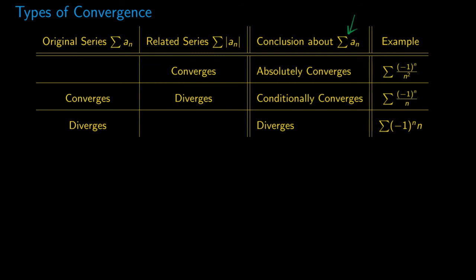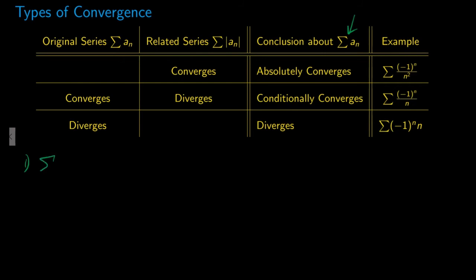So in the first row we show that if our related series is convergent, no matter what happens, our original series is absolutely convergent, and we're done. In the second row, if the original series converges, but the related series diverges, then our conclusion is that the original series conditionally converges. And finally, in the third row, if our original series diverges, then our conclusion about the original series is that it diverges, and we're done. So really quick, let's look at these examples on the right.